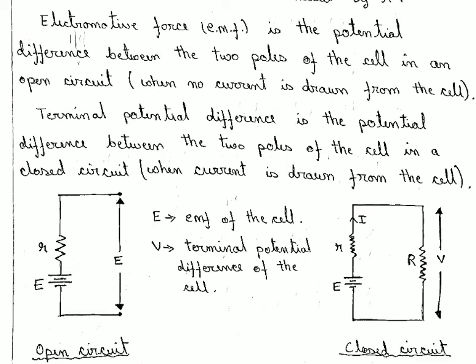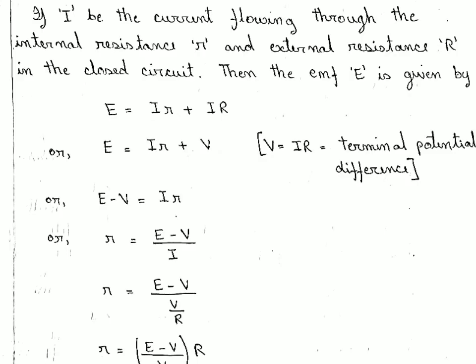Now, to find the expression for the internal resistance of a cell, again we will consider the closed circuit, and here I is the current flowing through the internal resistance r and the external resistance capital R. And here the EMF is equal to the sum of the potential drop across the small resistance and the external resistance capital R. So here your EMF E is equal to Ir, which is the potential drop across this internal resistance, plus IR, which is the potential drop across the external resistance R.